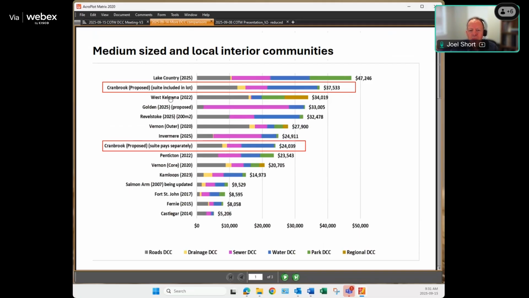And so you end up with places like West Kelowna or Vernon, which is a bit out of date, so it's probably a little on the higher side. Or Lake Country, which has a similar population, but once again, Lake Country has high demand for their growth. But it's about the cost to build the infrastructure compared to the growth, dividing those two numbers. So a similar community will have a similar DCC. That's basically my point.